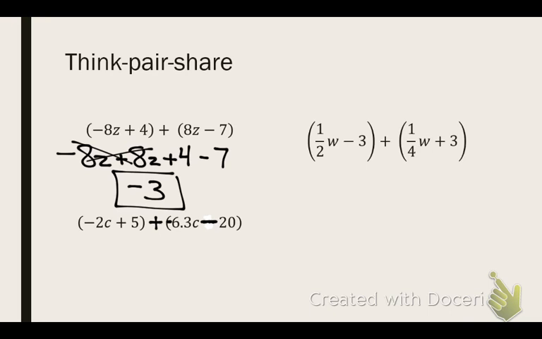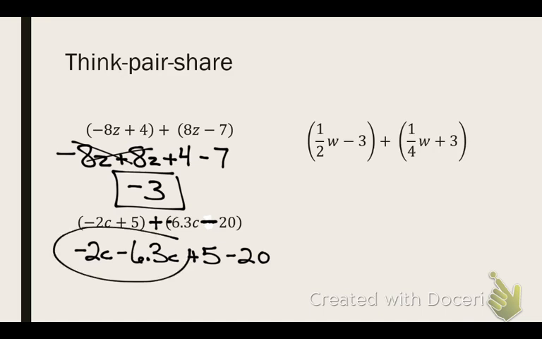Right? Now turn around your numbers. Negative 2c minus 6.3c. Plus and negative is the same thing as minus, so just write minus. Plus 5 minus 20. What did you get when you did negative 2c minus 6.3? What did you get, Jason? Yes, there you go, negative 8.3c. What's 5 minus 20?